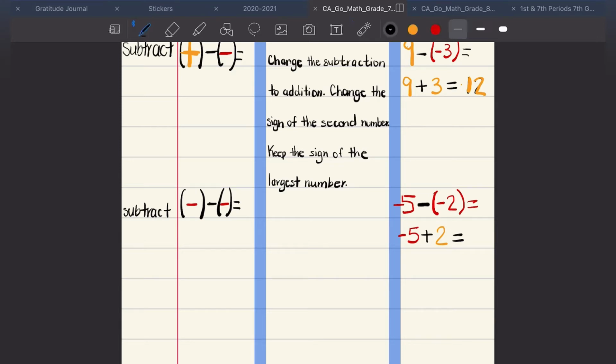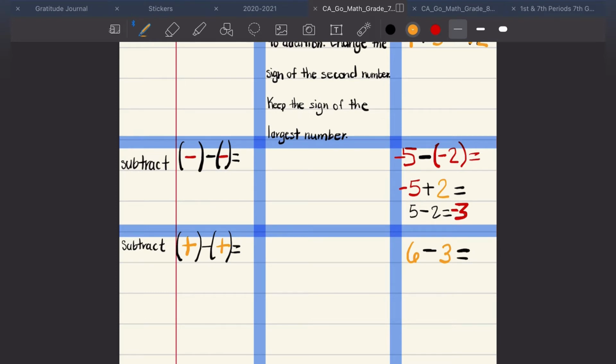Okay, so 5 minus 2 gives you 3, and that is going to be negative because 5 is the largest value and that is a negative number. This one is just a regular subtraction, but even if we follow the steps, we are still going to get the same answer. So 6 minus 3, you already know that is 3 and it's positive, but if I follow the steps, I'm still going to get the same answer, and you need to practice the steps so that when you get into a situation like this one, then you'll know what to do.